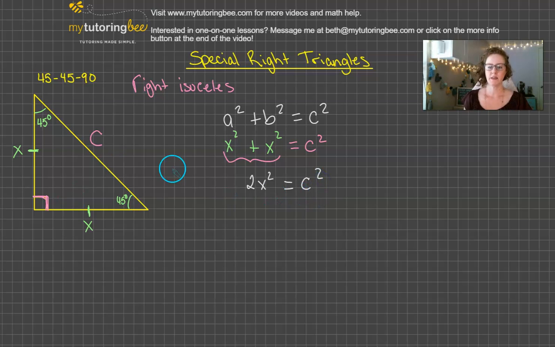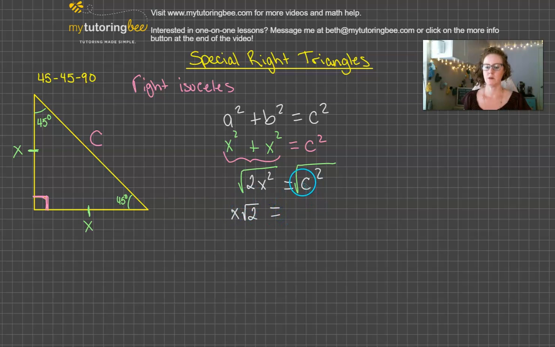And then we need to find the principal root of each side. So we're going to take the square root of 2x squared and the square root of c squared because we want to find out what just c is by itself. So that's why we need the principal root there. The principal root of 2, we're just going to leave as the square root of 2. And the principal root of x squared is just x. So we've got c equals x times the square root of 2.